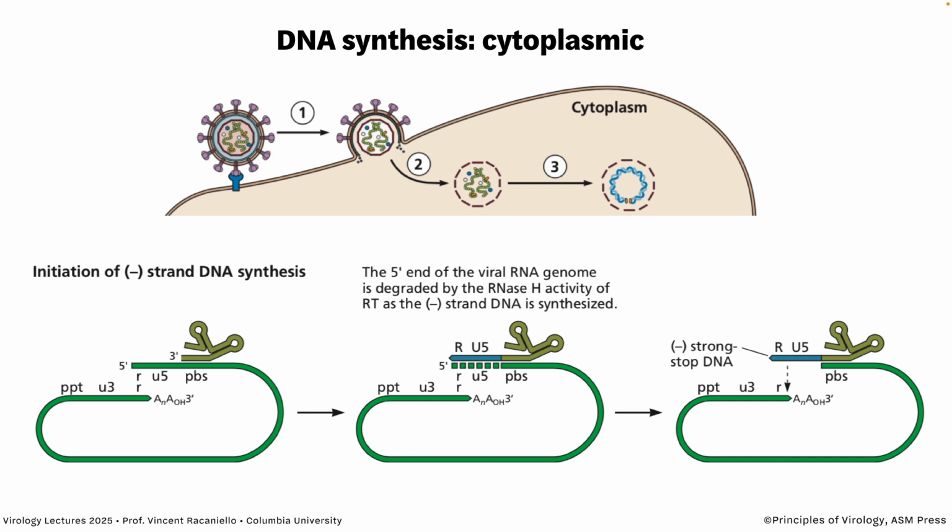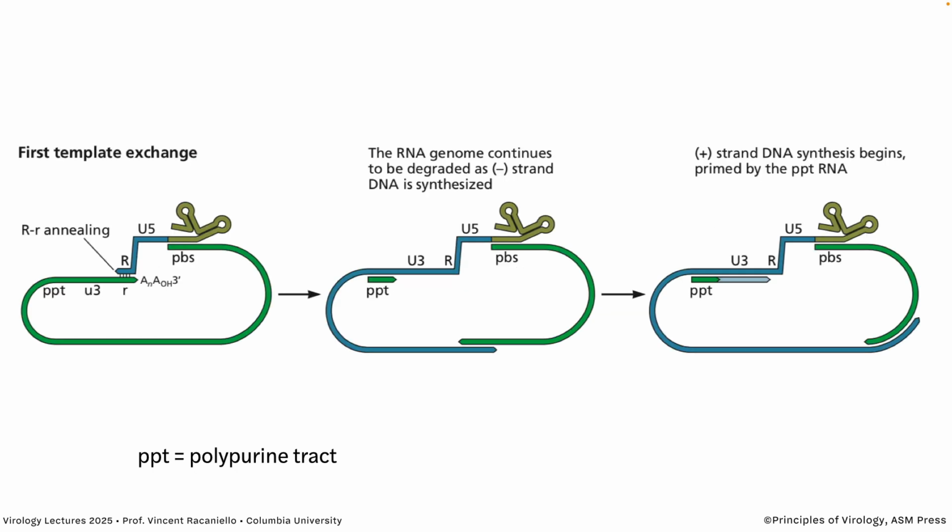So it's a template jump, right? You'll find out why it does that in a moment. So here's the template exchange, the annealing of the big R and little r, and then the polymerase continues to make DNA till it goes all the way around. And the RNase H is working at the same time, except it leaves a little piece of RNA called the PPT, the polypurine tract, which is going to be the primer for the other DNA strand, because you need primers for both strands. You'll see that in a moment. So we almost have a full first strand here. It's still attached to the tRNA.